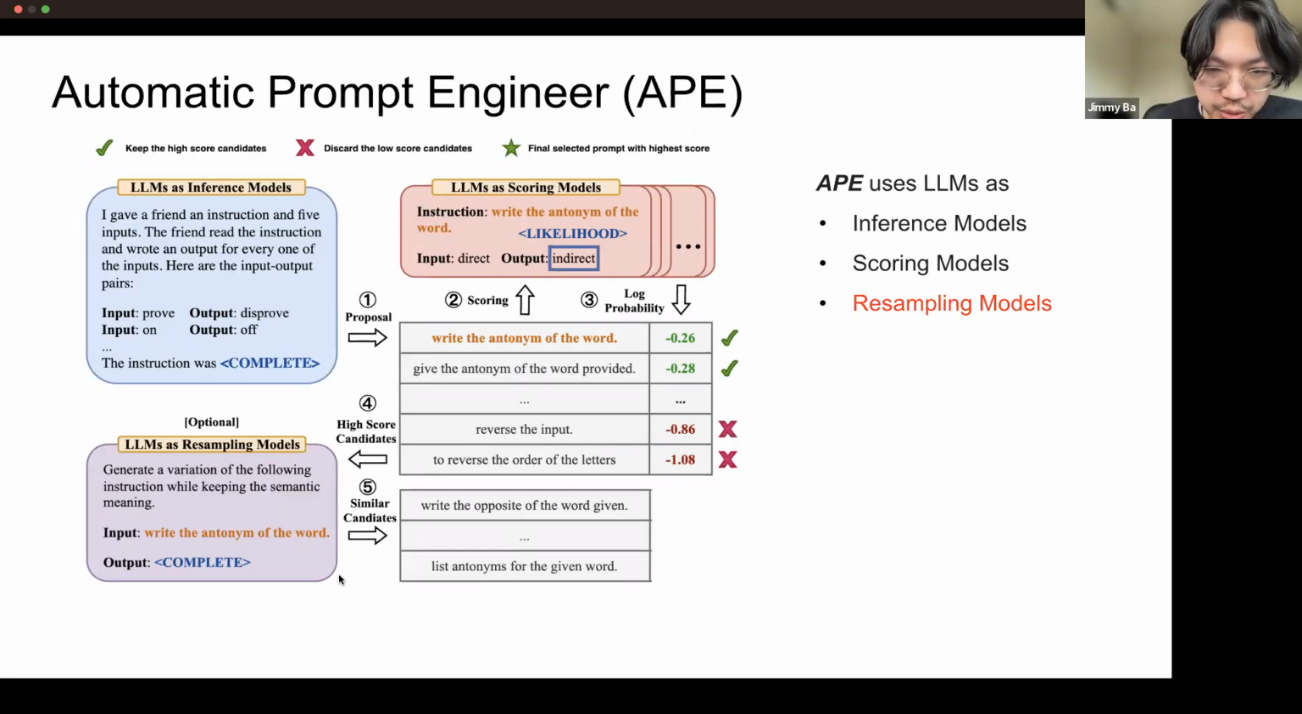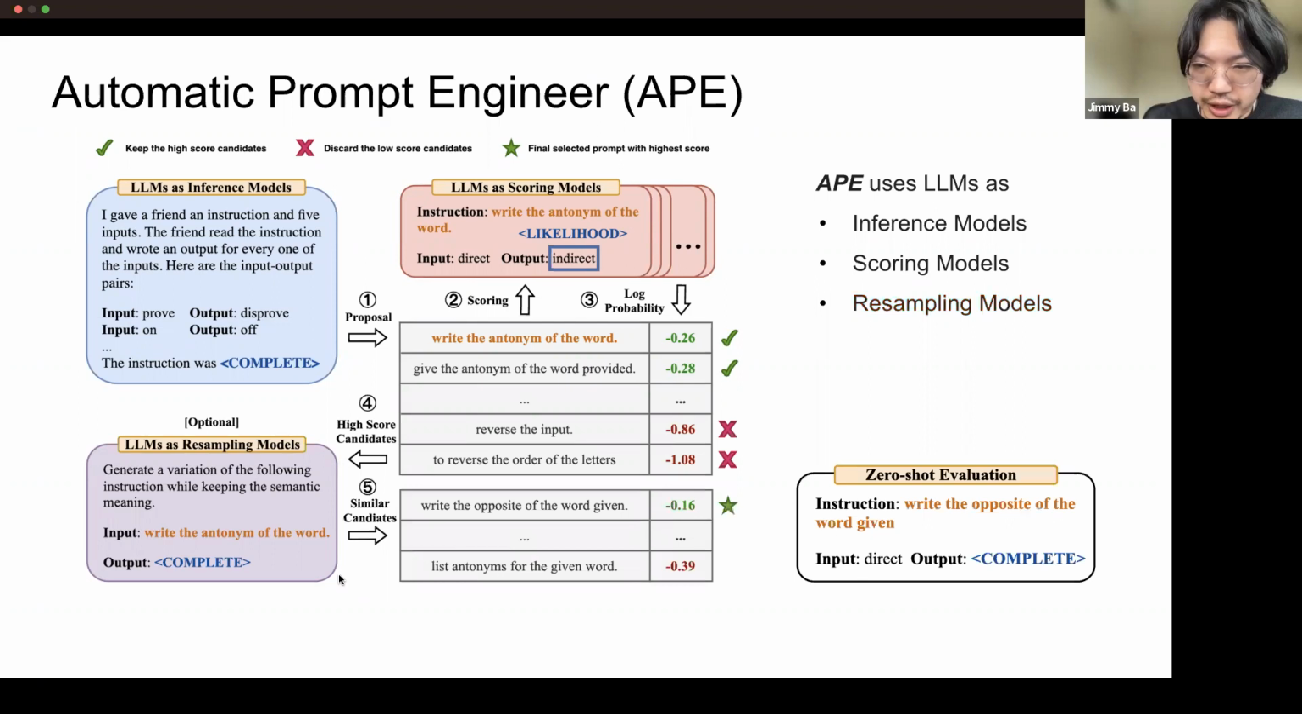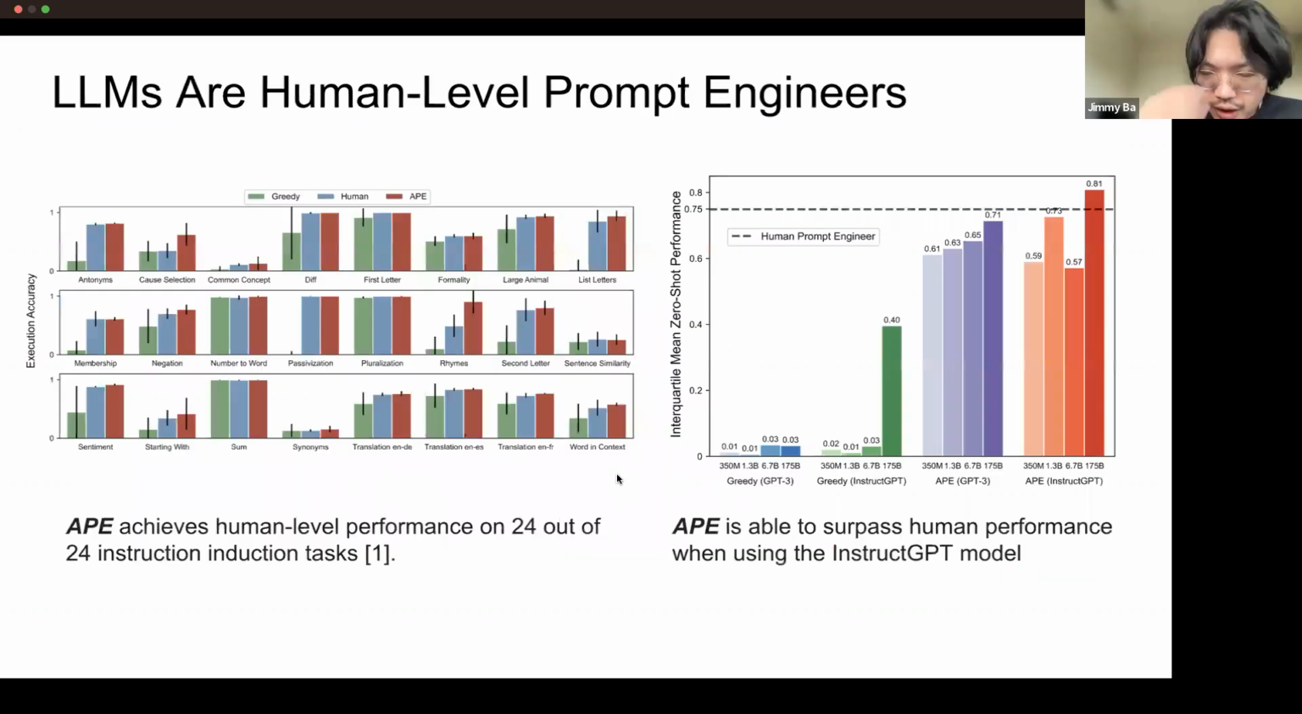So now, if you can do this, we will keep refining the candidates, the instructions we generate, and in the end, we get the best instruction: right the opposite of the words given. And that turned out to give us the best performance on this data set. And it's not intuitive a priori. Would a human even write an instruction this particular way to solve the task, right?